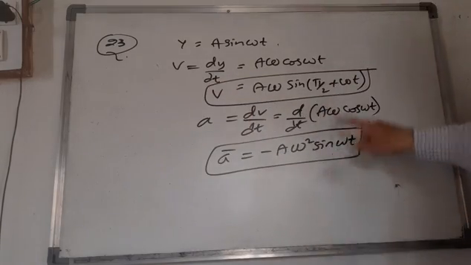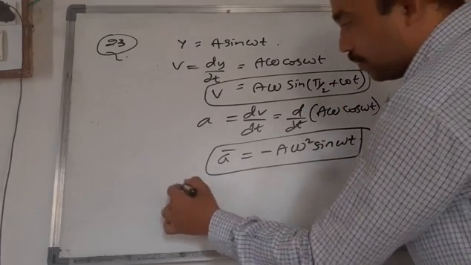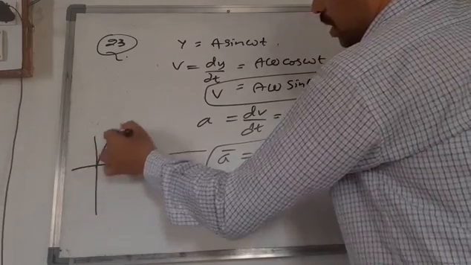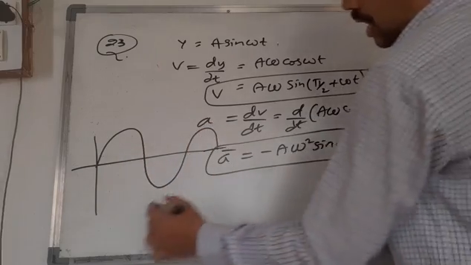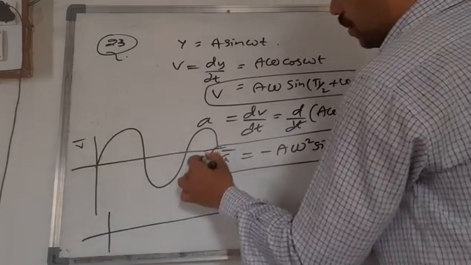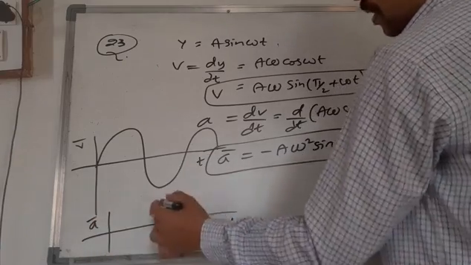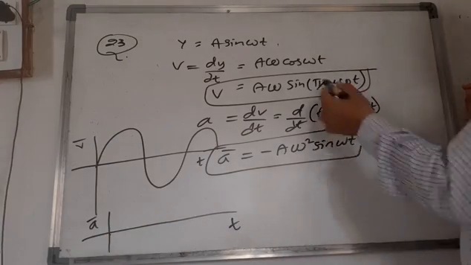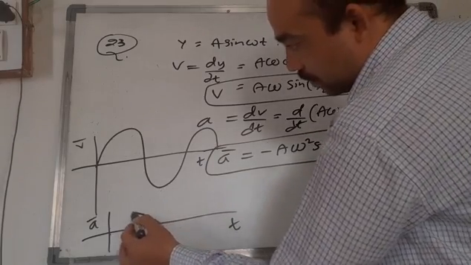Both are phased out by how much? 90 degrees. So if you draw the graph, how will it be? Suppose this is the velocity graph. So velocity we are drawing like this. And now let us draw acceleration. This is the velocity versus time graph. Now the acceleration versus time graph we are drawing. So what happened? The acceleration versus time graph is phased out by 90 degrees. So whenever it is 90 degrees, it will have minimum.